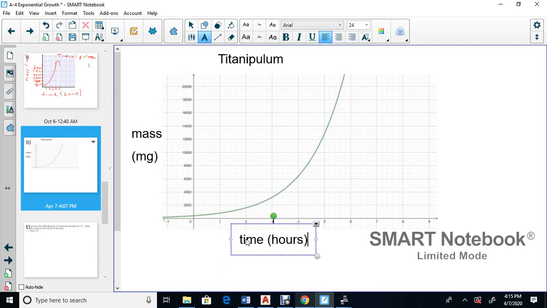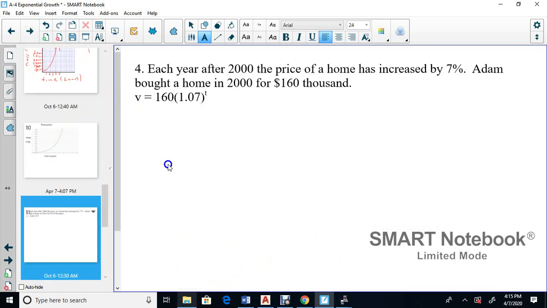Okay, the next graph, I will type it instead of write it because my writing's not the best, and we'll try my best to put the little ticks on. Again, we're going to go to the next one. So here, each year after the year 2000, the price of a home increased by 7%. Adam bought a home in 2000 for $160,000. So the value of his home is 160 bracket 1.07 to the power of t. So it increased by 7%. That's where the 1.07 comes from, the 7 at the end.